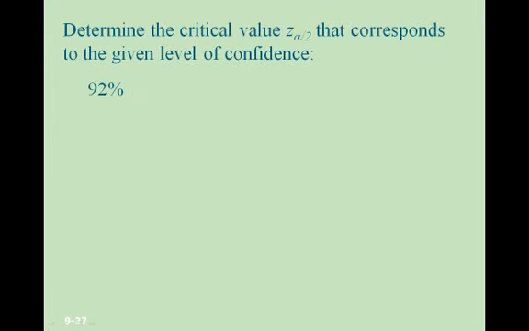Let's look at how we can determine the critical value, our z sub alpha over 2, that corresponds to the given level of confidence. So if I have a level of confidence of 92%, the first thing I want to do is 1 minus my 0.92, and then divide that by 2. So when I subtract, I will get 0.08 divided by 2, and I'll get a value of 0.04.